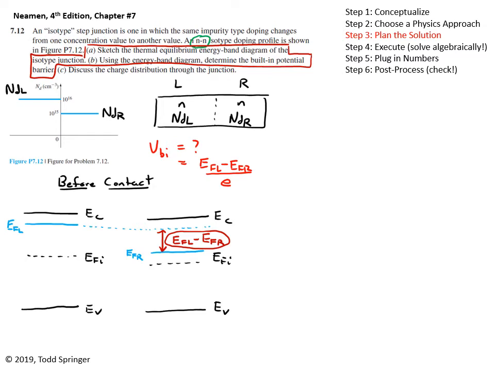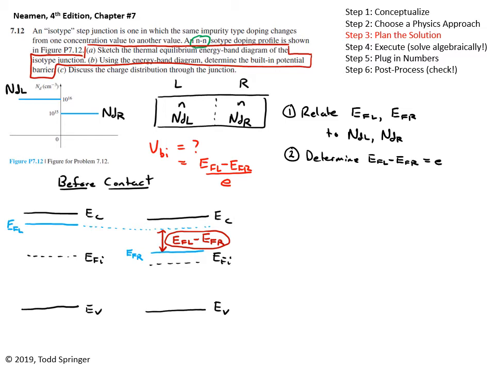So we need to do a little bit more planning now. We need to relate the position of the Fermi energy, EFL and EFR, to the doping, Nd on the left and Nd on the right. And then we need to determine EFL minus EFR. And that will be equal to the answer to part B, which is e times VBI. How do we relate those two?